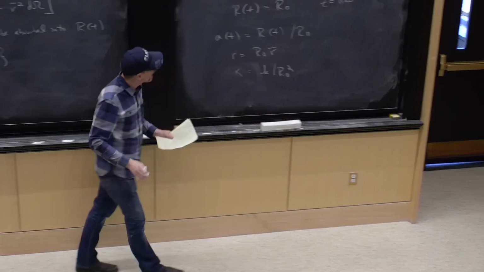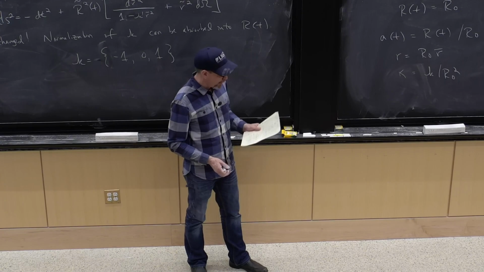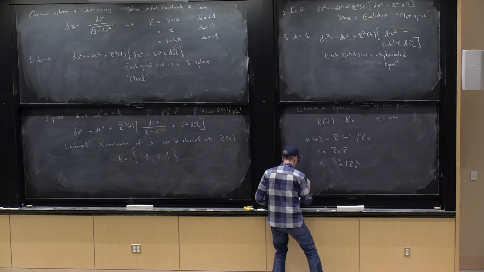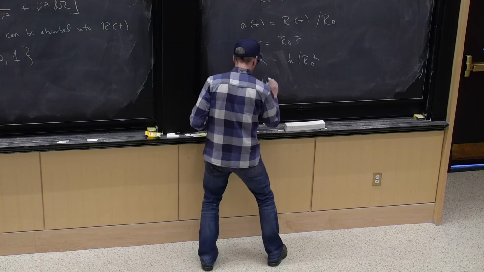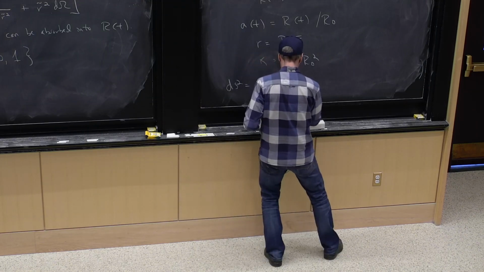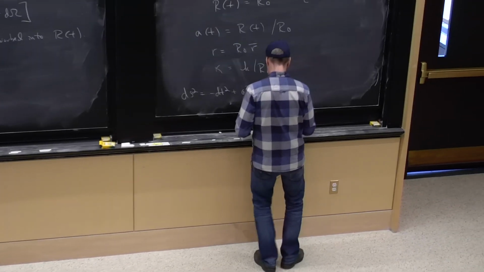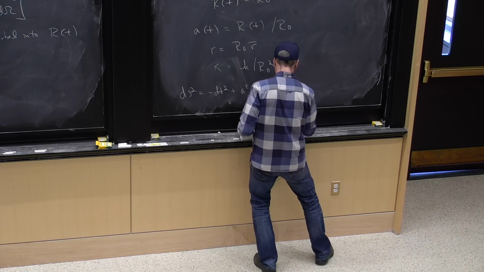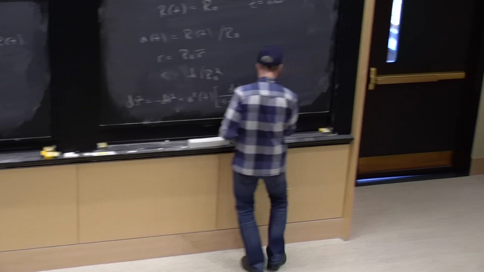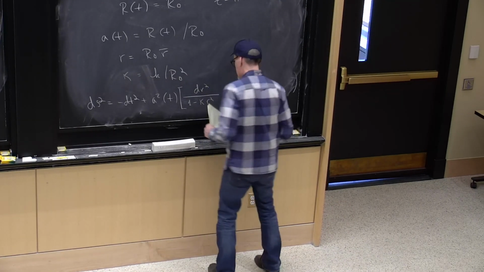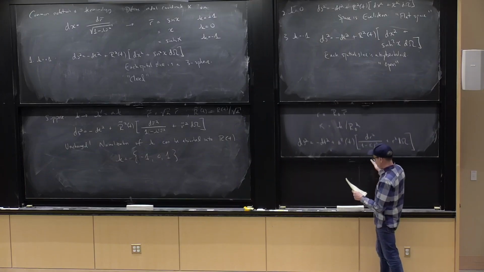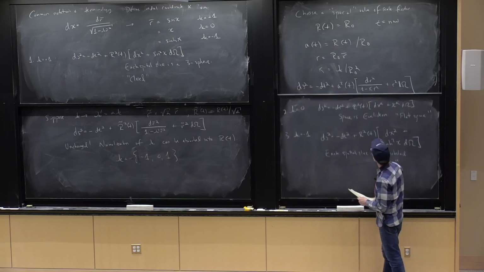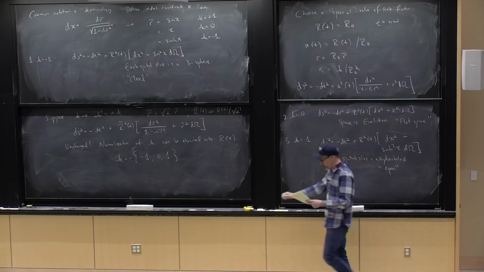And so kappa is k divided by r0 squared. And when you do that, your line element becomes this. Okay, so that's a form that we're going to use a little bit.